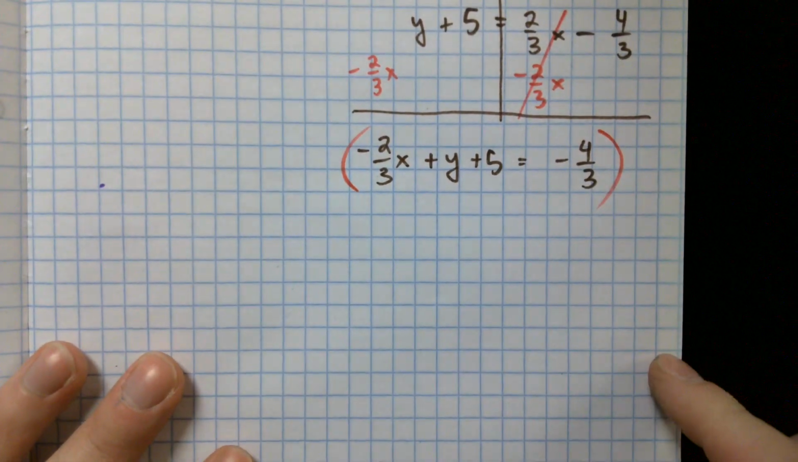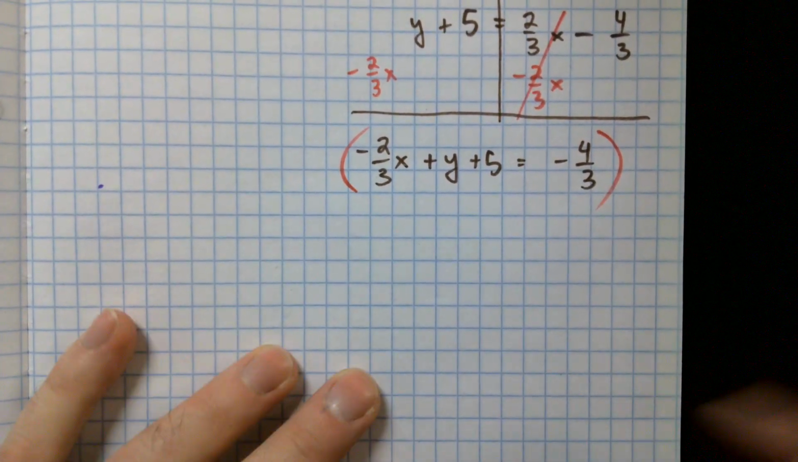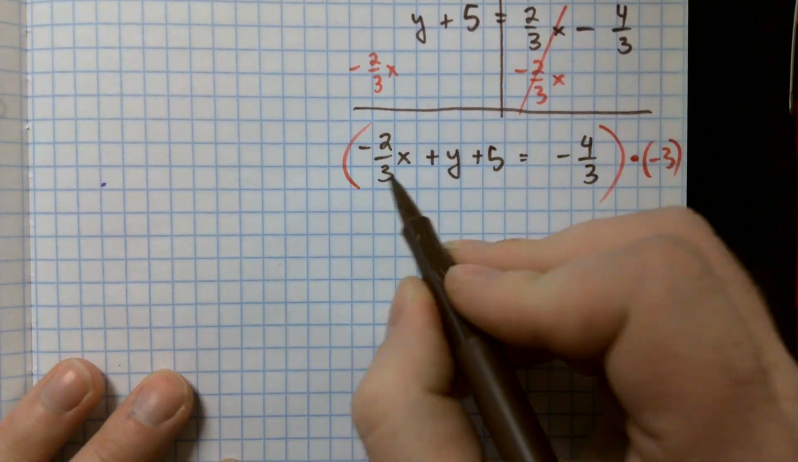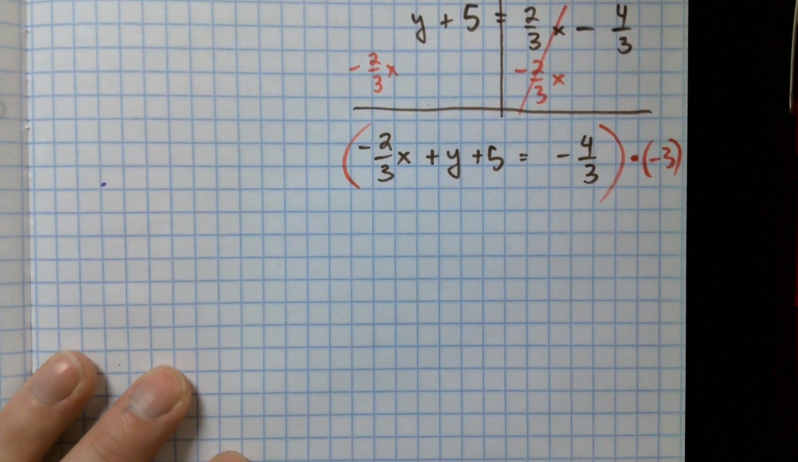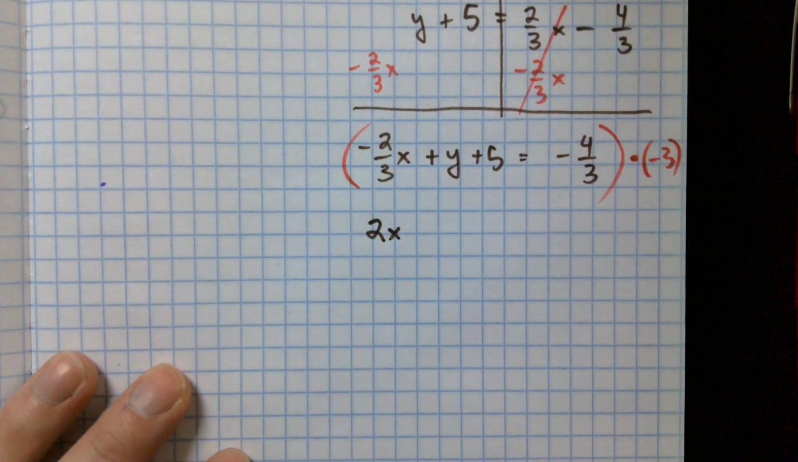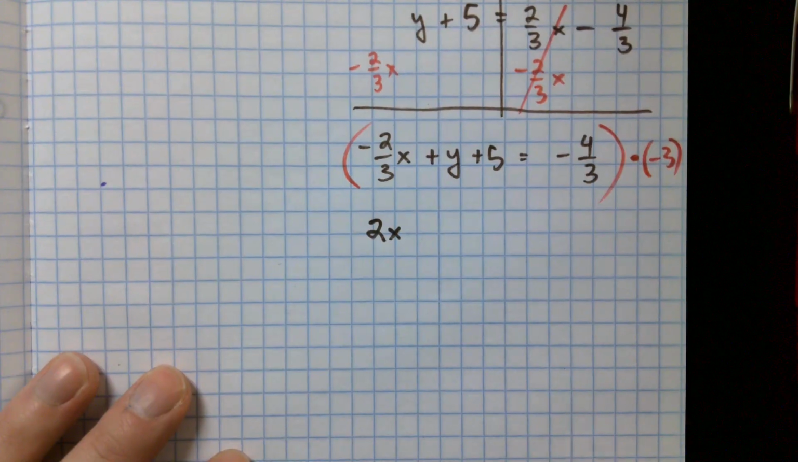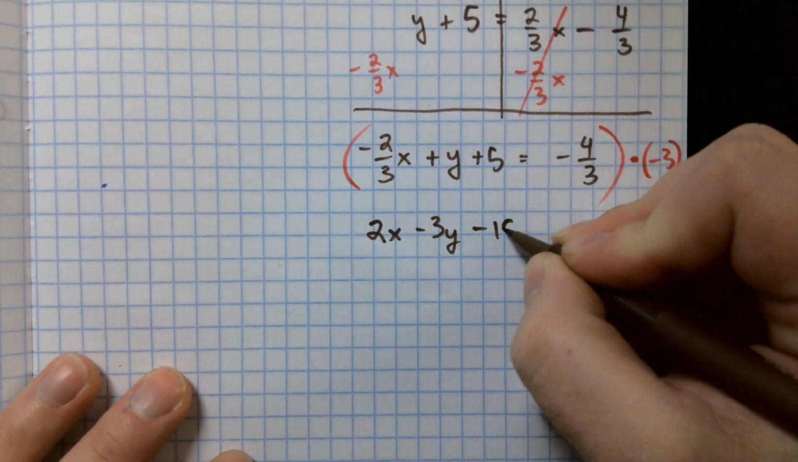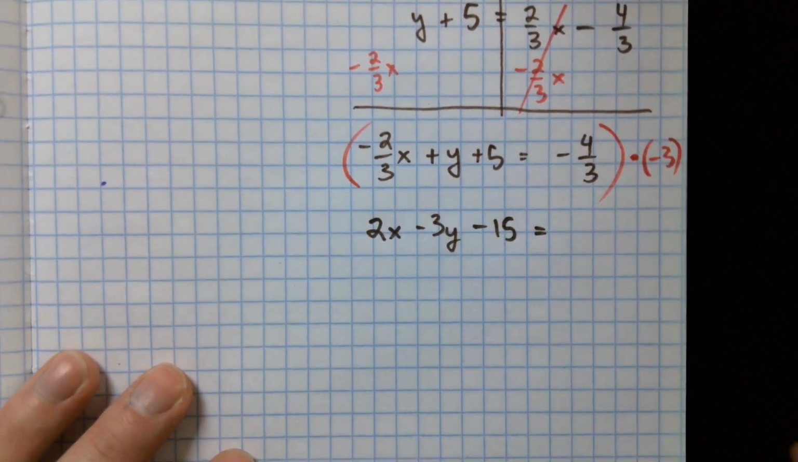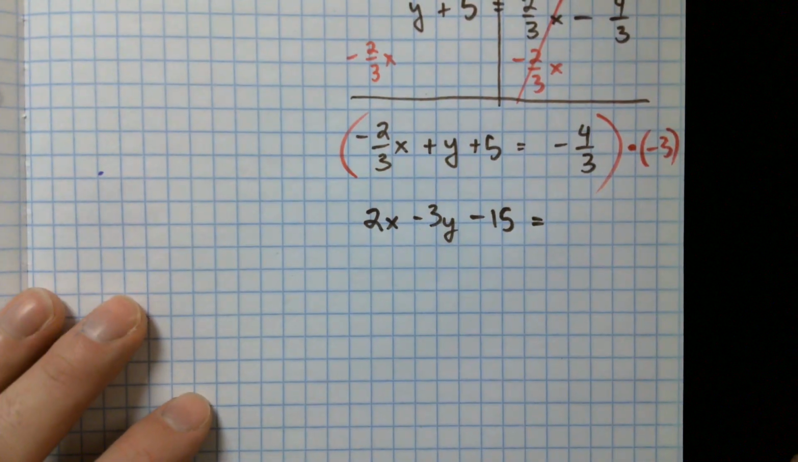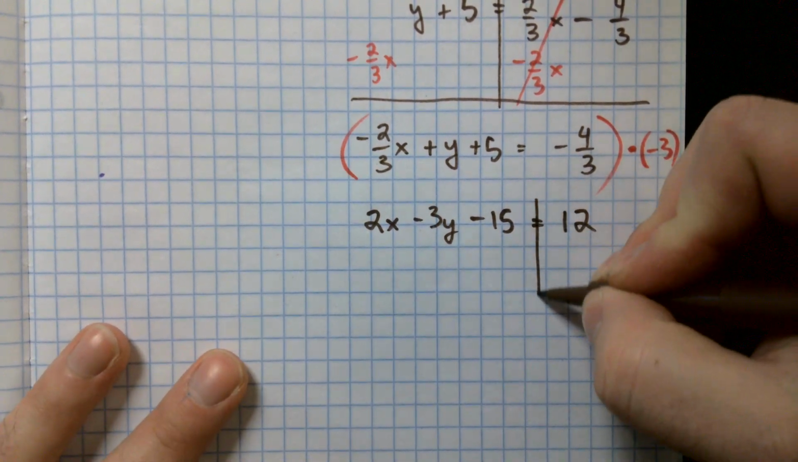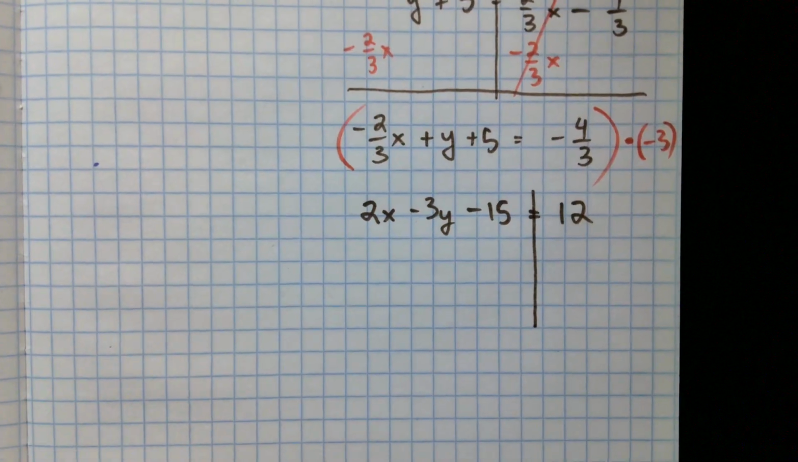How can I break all the fractions in here? What can I multiply this by? Negative 3. Good. Times negative 3. That clears this fraction and makes this positive, leaving me with 2x minus 3y minus 15 equals what? 4. Well, I got to distribute. What's negative 3 times negative 4? Positive 12. Great job.